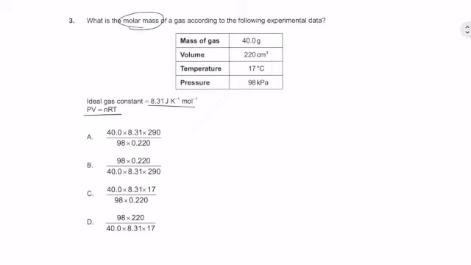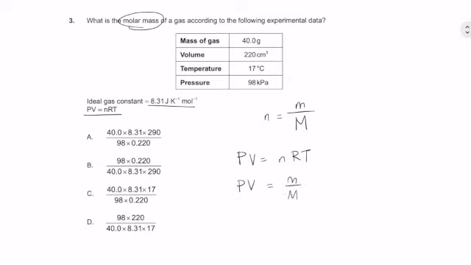Now, we're trying to find the molar mass of a gas, so we can use the equation moles is equal to mass over the molar mass, otherwise the relative formula mass, but because there's only one element in this case, it's just the molar mass. And we can substitute that into the equation of PV equals nRT.